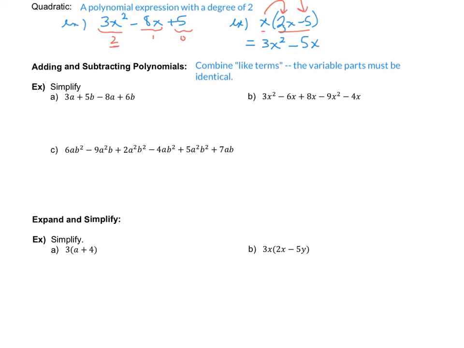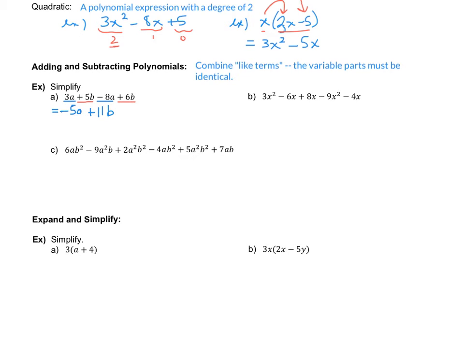So if you look at 3a plus 5b minus 8a plus 6b, the 3a and the minus 8a can go together because those variable parts are both just a's. So 3 take away 8 would equal negative 5. So you're just adding or subtracting your coefficients here. So negative 5 a's. And then we're going to look at the b's. We have plus 5b, and we're going to add 6 more b's. Altogether, that would give us 11 b's.